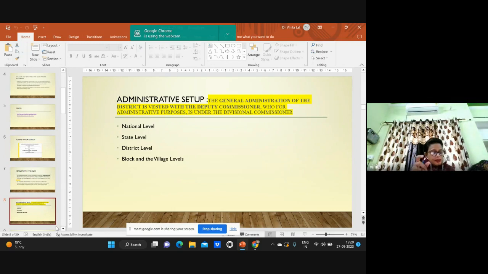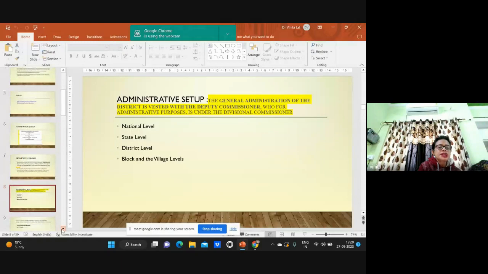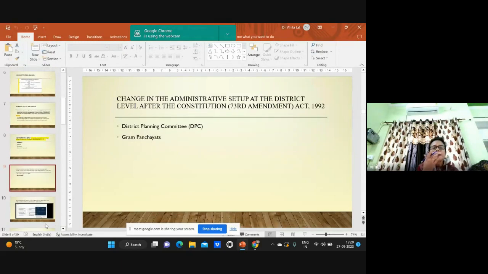One committee, the Balwant Rai Mehta study team, was appointed by the Government of India to review the community development project and national extension services in 1957. This is the whole setup of administrative machinery, and some changes in the administrative setup came after the 73rd amendment.